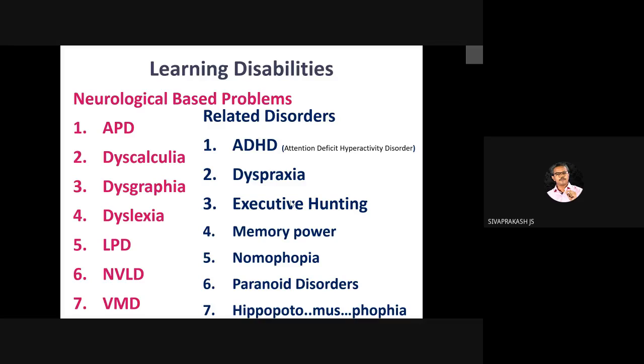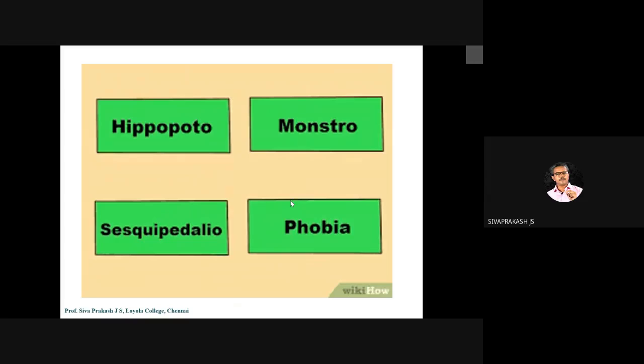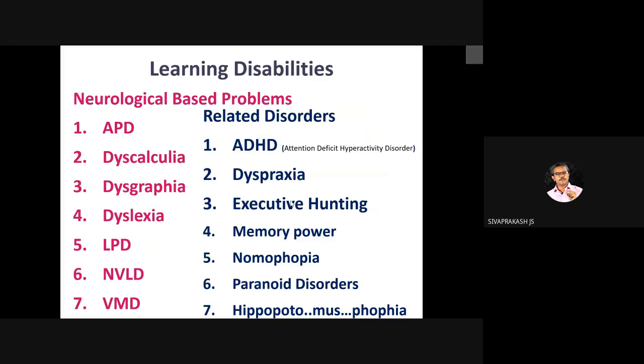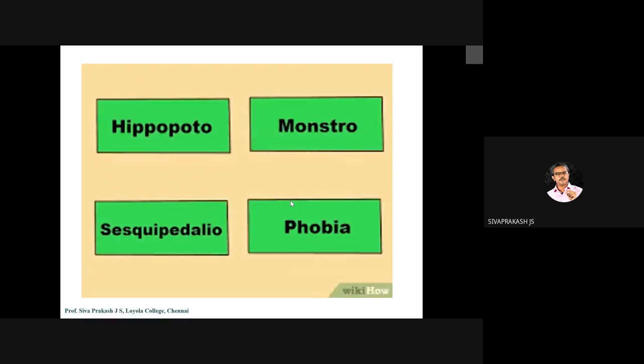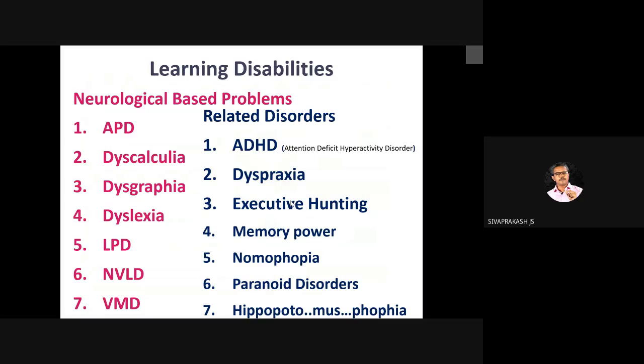Imagine that. Right. Next is hippopotamus phobia. Hippopotamus phobia is related to long, lengthy words and lengthy sentences, right? Reading a long line, writing a lengthy page. Hippopotamus, I have actually simplified it, but still it has these 4 words: hippopoto, monstro, sesquipedalio and phobia. These 4 terms are not different words, all 4 are one word, right? So I have put it in short form here.